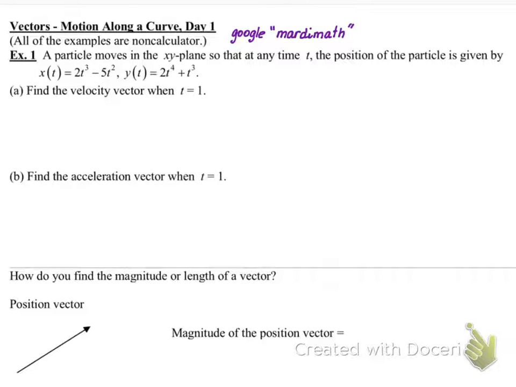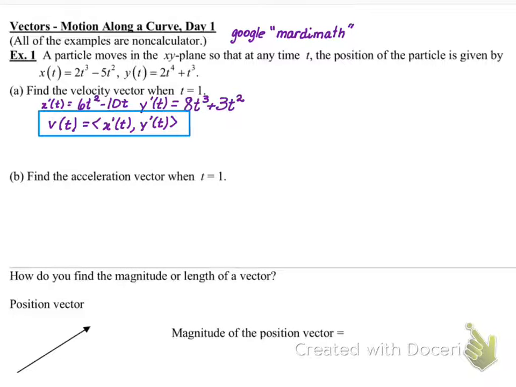Okay, so we're going to start with vectors. A particle moves in the xy plane, so that at any time t, the position of the particle is given by x of t equals 2t cubed minus 5t squared, and y of t equals 2t to the fourth plus t cubed. We're going to find the velocity vector when t equals 1. Well, we have the position vector, so we need to find the velocity vector. In order to find the velocity vector, we need to find the derivative of x of t and the derivative of y of t.